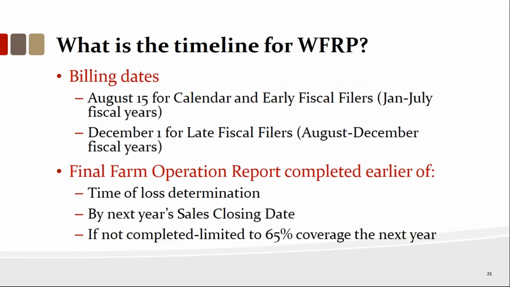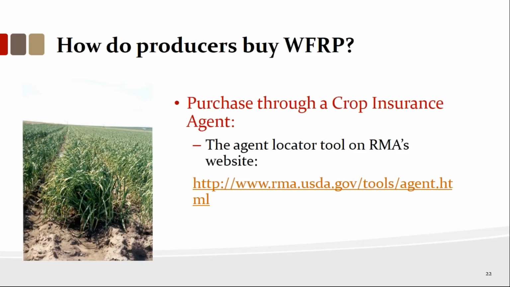As with most of our crop insurance policies, we do not make them pay the premium up front. The premium's billed on August 15th, they have to pay it without interest by September 15th. If not, they lose their rights to crop insurance. But you also have to go out and do a final operation report, as I showed you a couple slides ago. You have to do the intended, you have to do the acre report, and the final. If you don't do that final by the sales closing date of next year, they're limited to 65% coverage. Don't get caught in that trap. You'll have some very unhappy farmers.